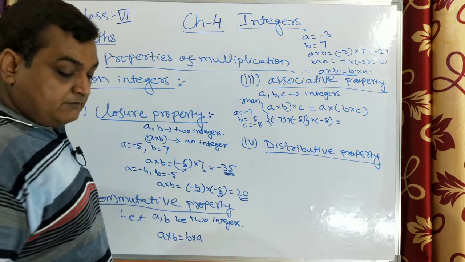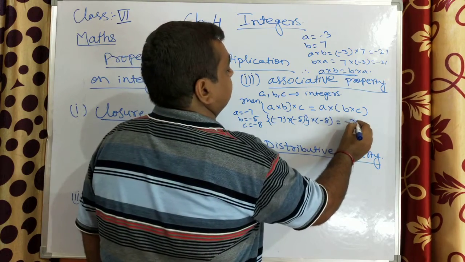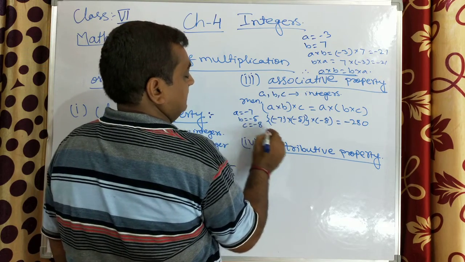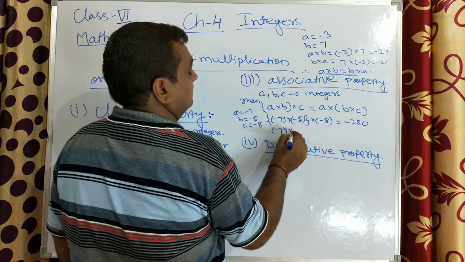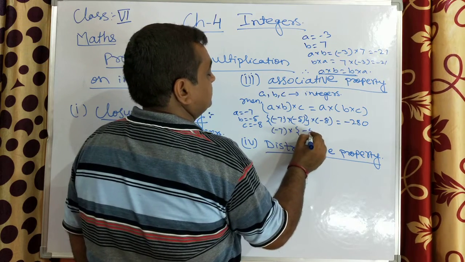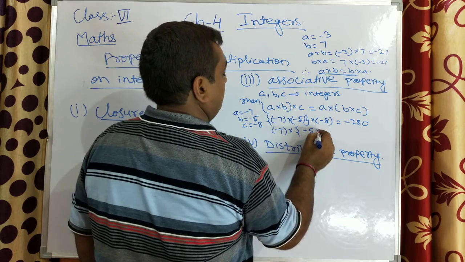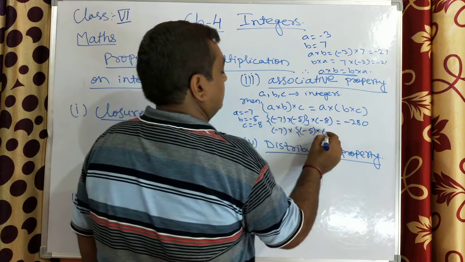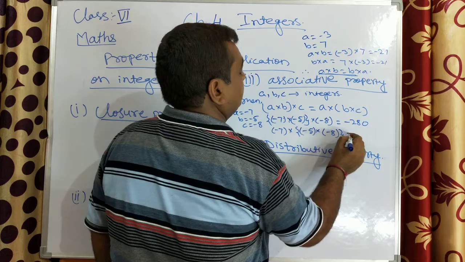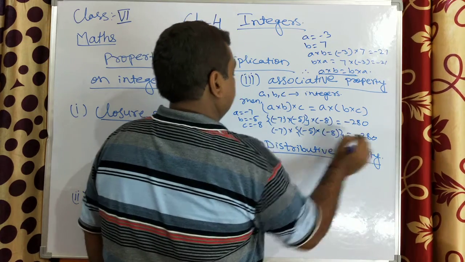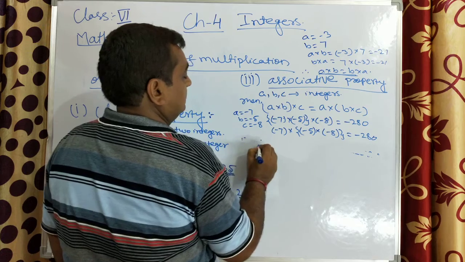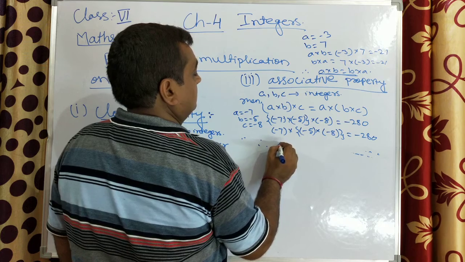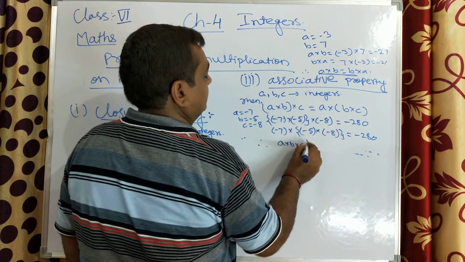ठीक है. उसी तरह इसको भी करेंगे. a कितना का वैल्यू है -7 इंटू b इंटू सी -5 इंटू -8. इसका अभी कितना आएगा -280 ही आएगा. Therefore we can write (a into b) into c equals a into (b into c).